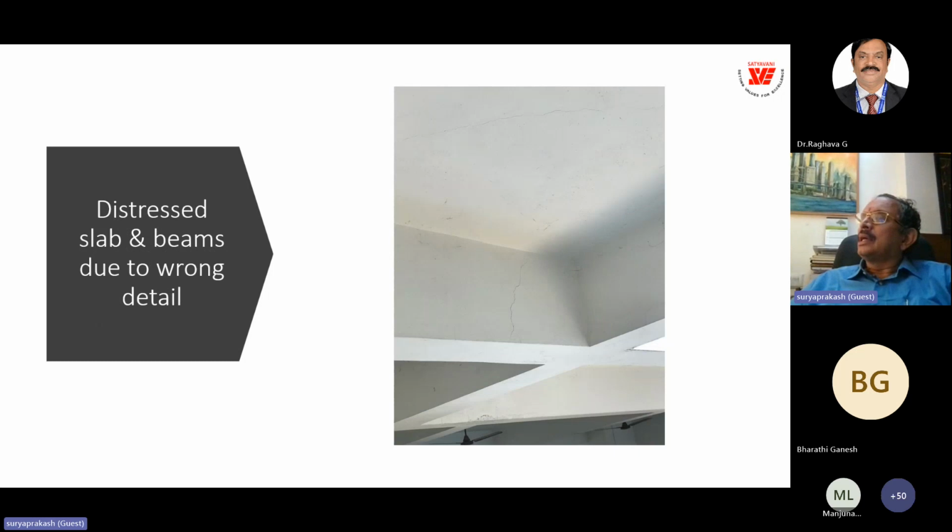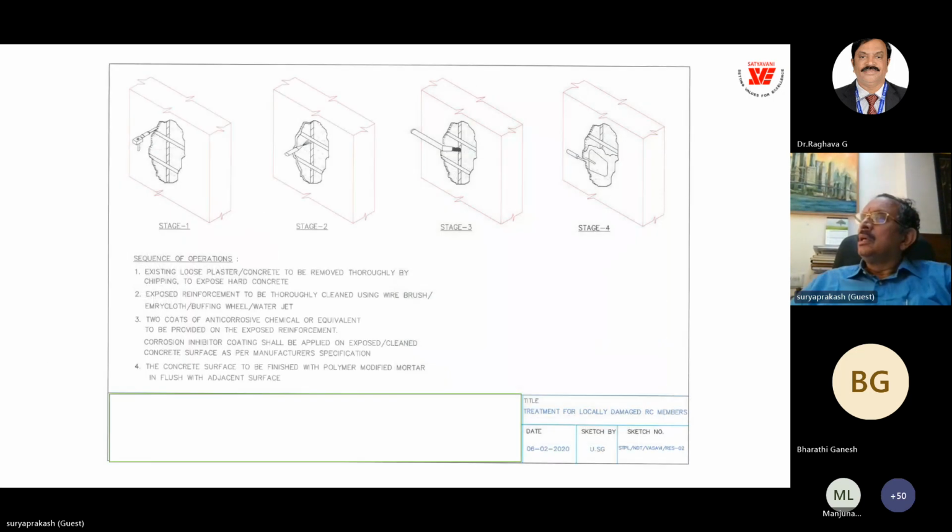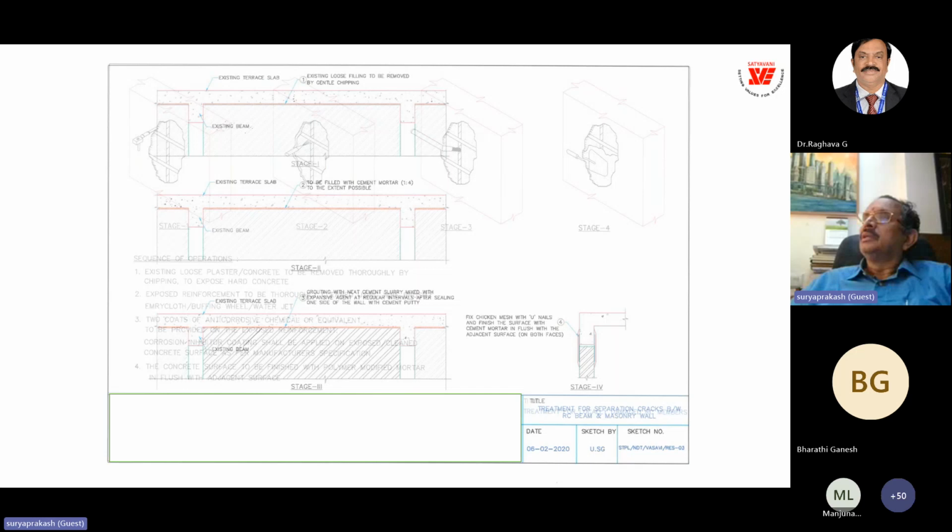And you can see the cracks in the beams also. And we found that it requires treatment by all means and correction of the reinforcement also. So we have recommended the rehabilitation of this by restoring the reinforcement as per the design requirement, because the design was faulty, detailing was faulty in that structure.